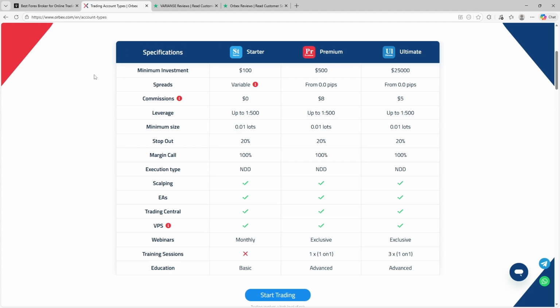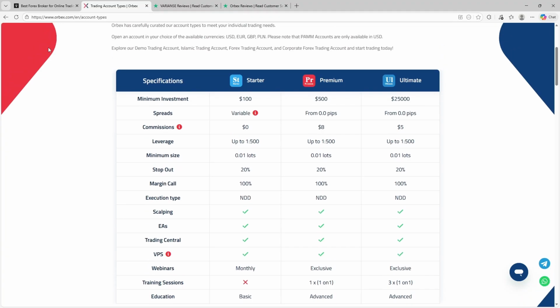Across all accounts, leverage can go up to 1 to 500, depending on regulation. Minimum trade sizes start small, and features like scalping, expert advisors, VPS access, and Trading Central are supported, with added benefits scaling as traders move up account tiers.